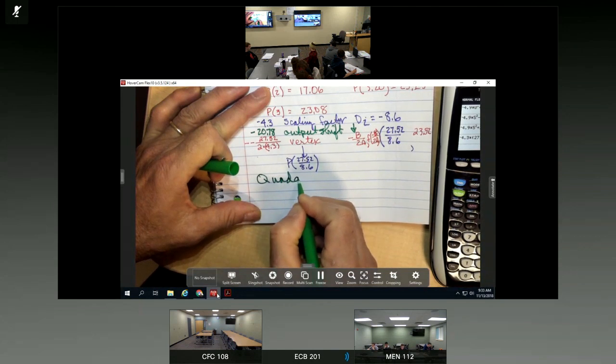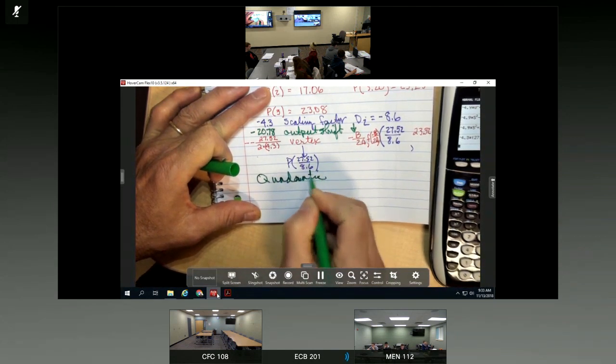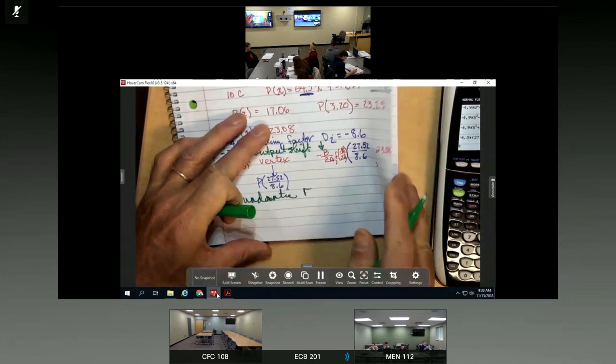Quadratic forms. I'll tell you what, let's make it a full-size piece of paper.